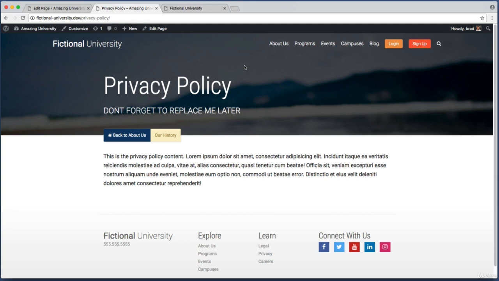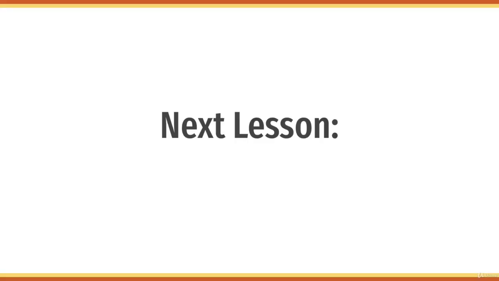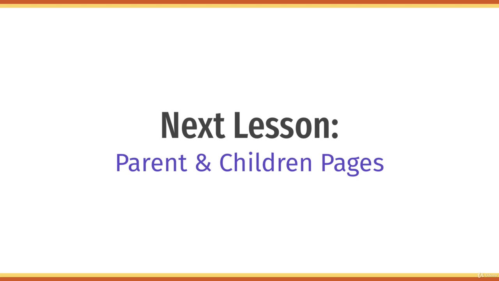Now we can circle back to this little breadcrumb box here, because this box makes 0 sense on a top-level page like privacy policy. However, imagine we want to have sub-pages or children pages on our site. So for example, maybe on our About Us page, we want to have 2 children pages, our history and our goals. Well, in our very next lesson, that's exactly what we're going to learn about: parent and children pages, and how to work with them on the front end of our website.